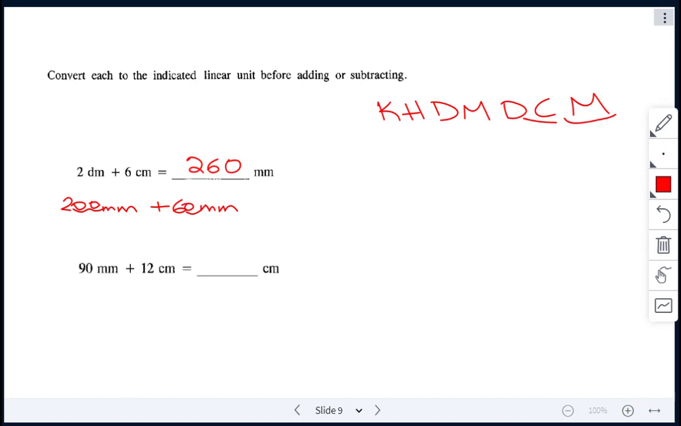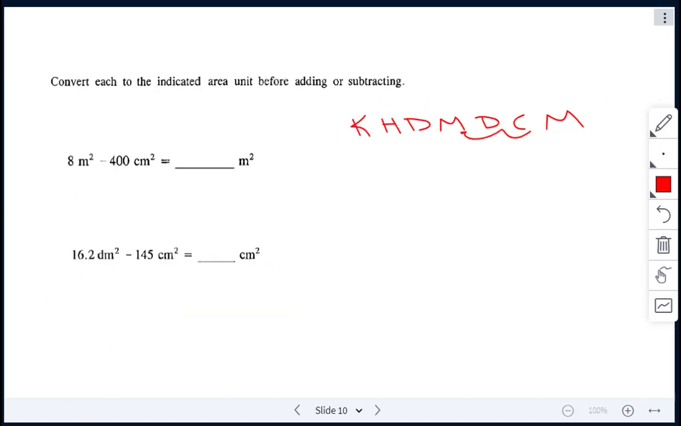All right, for the next question, we have millimeters, we have centimeters, and our answer has to be in centimeters. So therefore, let's change the 90 millimeters to centimeters. So from millimeters, we want to go to centimeters. We're moving 1 place to the left. So our decimal place is currently here. We're going to move our decimal place right there. So it becomes 9.0. So basically 9 centimeters. Now we have 9 centimeters plus the 12 centimeters. That gives me a total of 21 centimeters. So the answer is 21 centimeters.